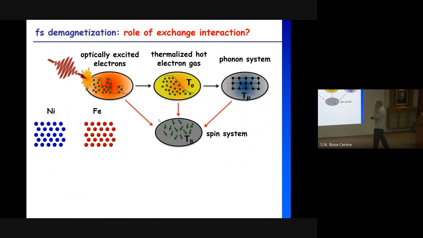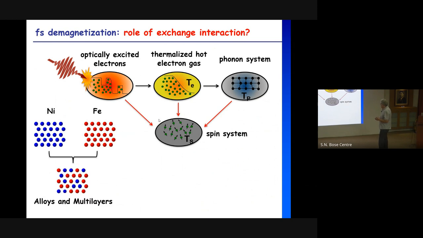Okay, the next question we try to solve: we investigated nickel, and we have the feeling we more or less understand what happens. Iron behaves differently. But what happens when you have an alloy or a multilayer structure with very thin layers? Now they are suddenly exchange coupled, and electrons from one can flip the spin with the other one without transferring angular momentum to any other degree of freedom. That can be very fast.